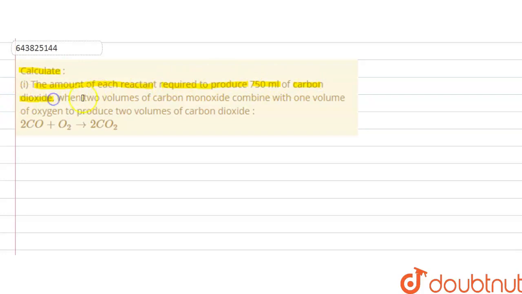Hello students, question is: calculate the amount of each reactant required to produce 750 ml of carbon dioxide when 2 volumes of carbon monoxide combine with 1 volume of oxygen to produce 2 volumes of carbon dioxide, and the reaction is given: 2CO plus O2 gives 2CO2.